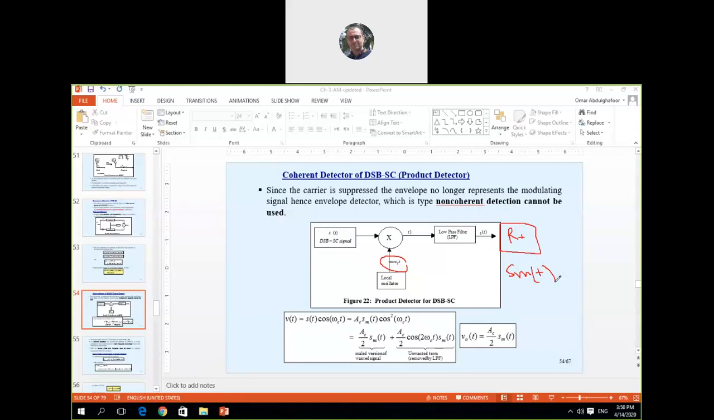So let's have a look at this one. This is V of t, the output here. Then we have the double sideband suppressed carrier signal, which is S of t cosine omega ct, S of t, if you remember.